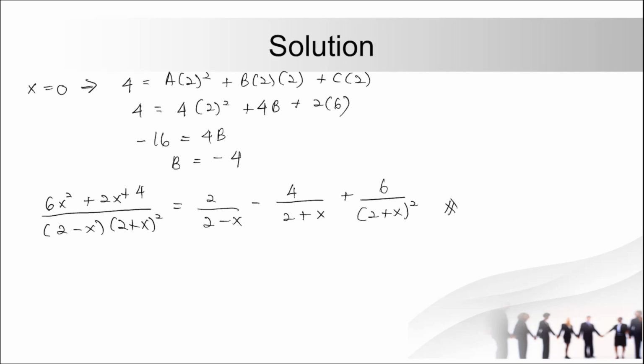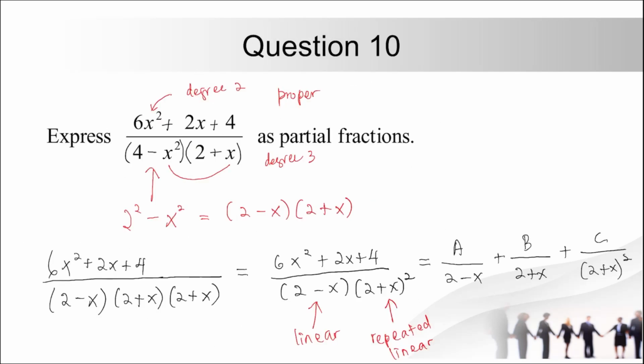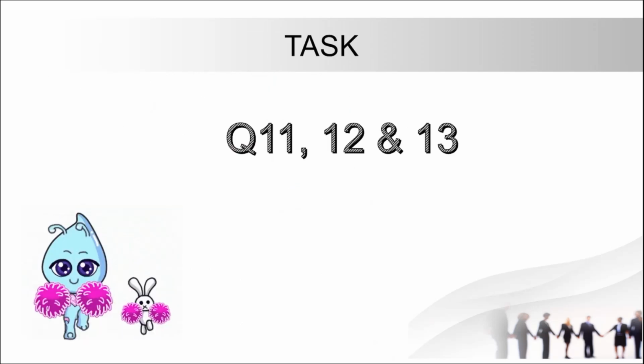So that is how we find a partial fraction. Remember, to find a partial fraction, the first step is to identify whether the fraction is a proper or improper fraction. And then after that, you check the type of denominator. We have 3 types of denominator: linear, repeated linear, and quadratic that cannot be factorized. If you can factorize the quadratic, it means that it's a linear factor.